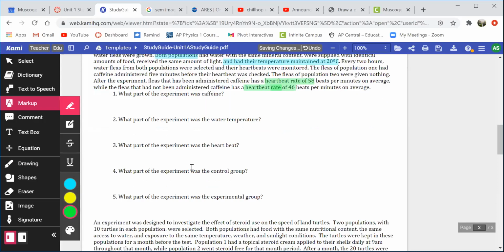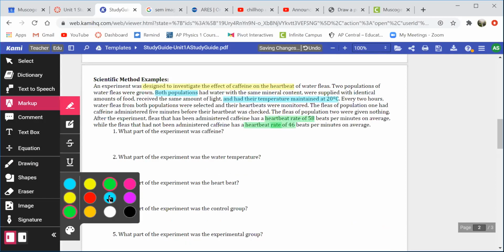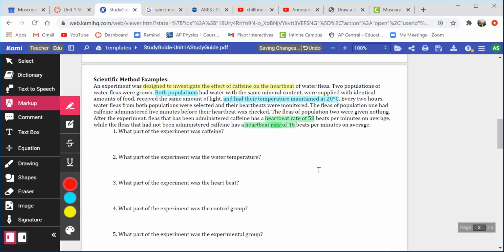All right, now what part of the experiment was the control group? So who was their control group? Population 2. There we go. Fleas of population 2 were given nothing.